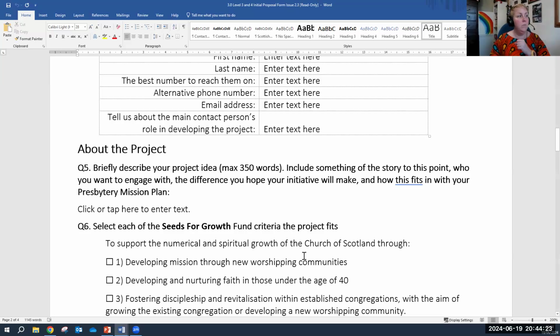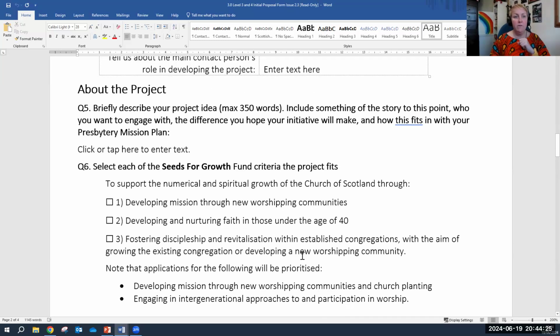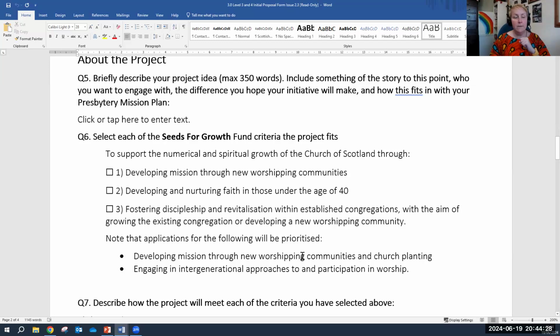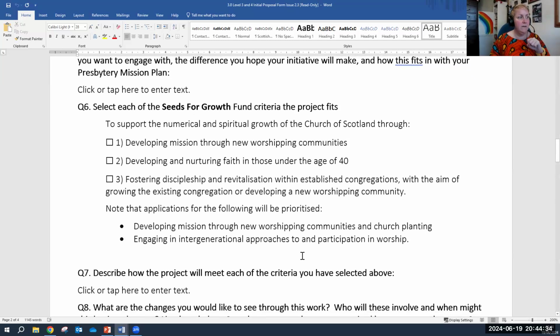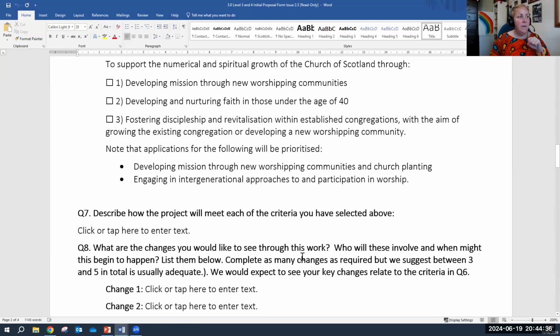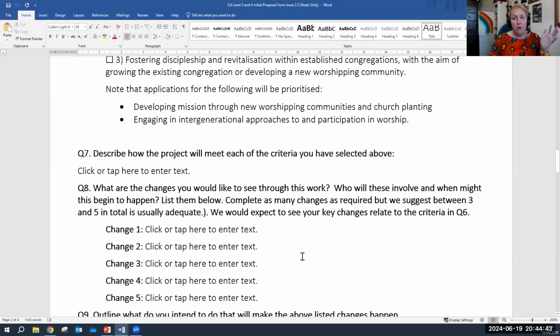Then we've got our normal: which criteria do you believe your project meets? And we have our normal: applications for the following will be prioritized through these 2 lenses. And then describe how the project will meet each of the criteria you have selected above. As before, 3 paragraphs if you've clicked all 3.